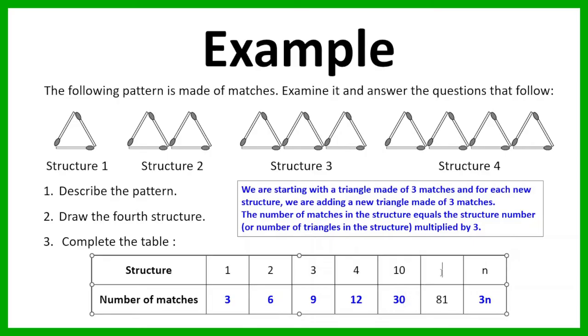Now this one over here, to work out which term is equal to 81, we need to say, what must I multiply 3 by to get 81? I need to multiply 3 by 27 to get 81. So my 27th term will be equal to 81. So my 27th structure will have 81 matches in it. Okay, so that's our first example. Now you're going to do an example for yourself.